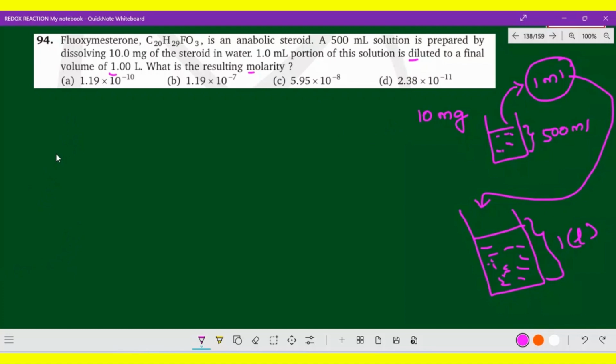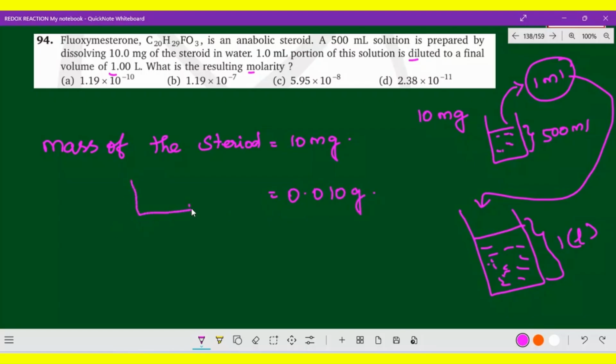Mass of the steroid. Let me write it one by one for you to understand. Fluoxymesterone is actually a steroid tablet. So the mass of the steroid is 10 milligram. We convert it into gram, because grams and kilograms are easier than milligram. So 0.010 gram. The mass of the steroid is 0.010 gram.